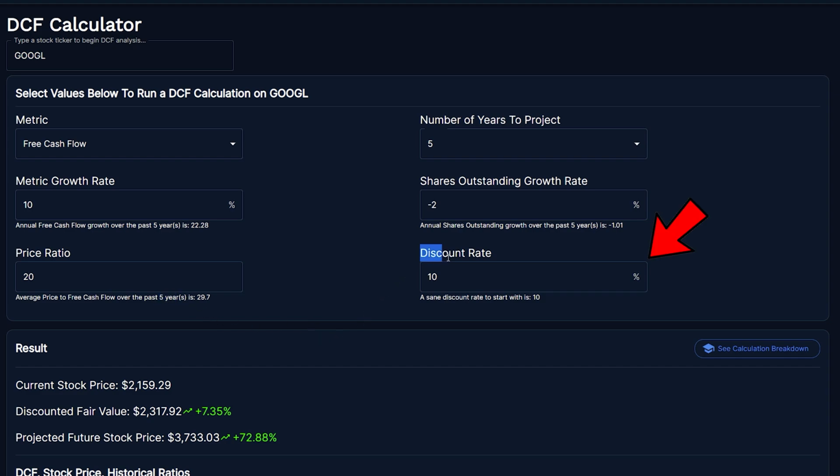And then finally, our last input here is the discount rate. This is essentially the rate of return that we want from our investment. So I am saying that I want a discount rate, or in other words, a return rate of about 10% a year.